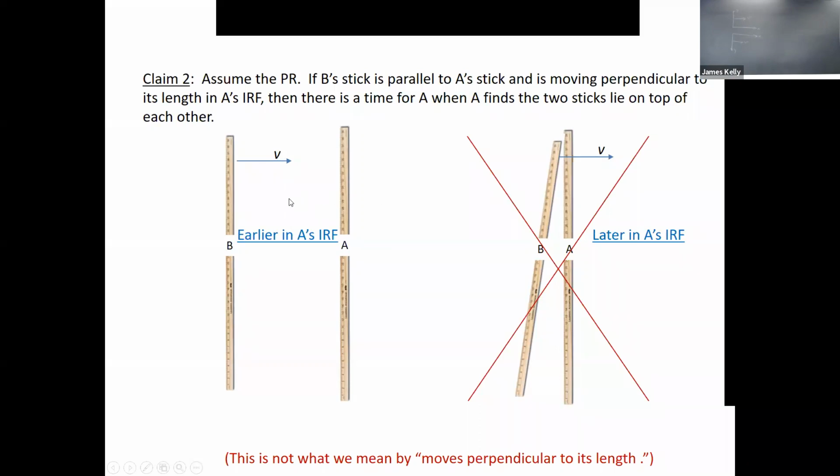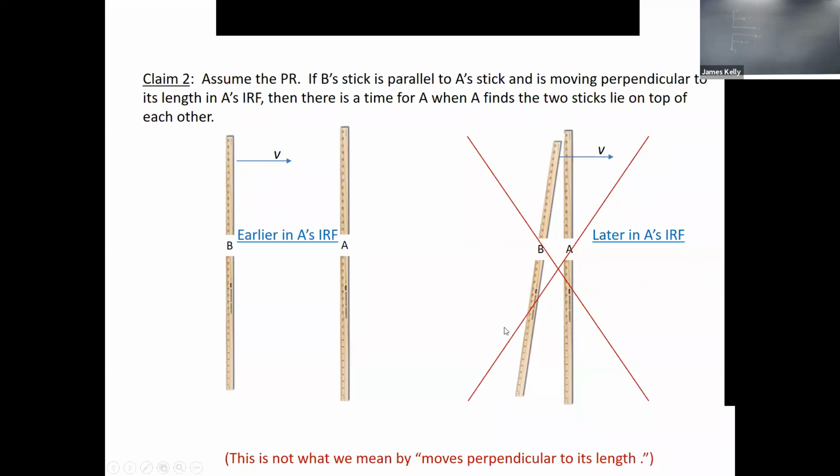Okay, and there's not really much of a proof in this case, but in order for that not to be true, somehow this picture in A's inertial reference frame would have to later turn into a picture that looks like this. And that's simply not what we mean by moving perpendicular to your length. In other words, if we say this stick is moving in the direction perpendicular to its length, we don't mean that the top is moving faster than the bottom, but that the whole thing is moving as a unit, rigidly perpendicular to its length.